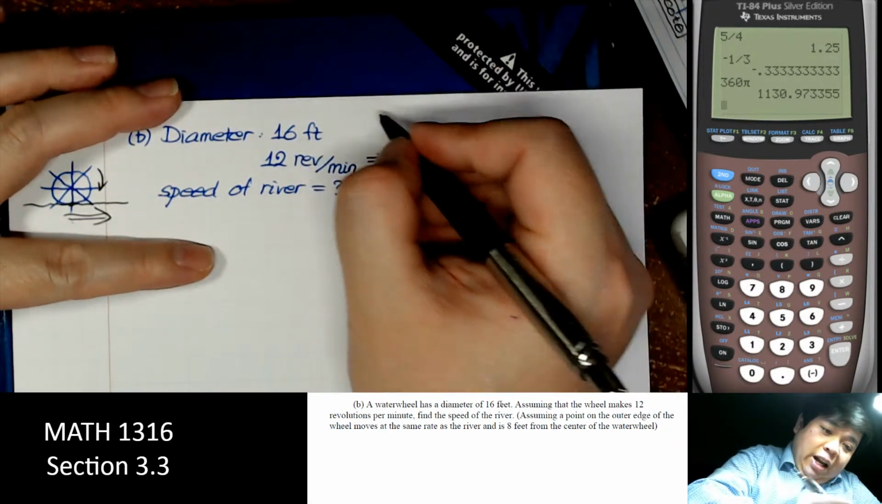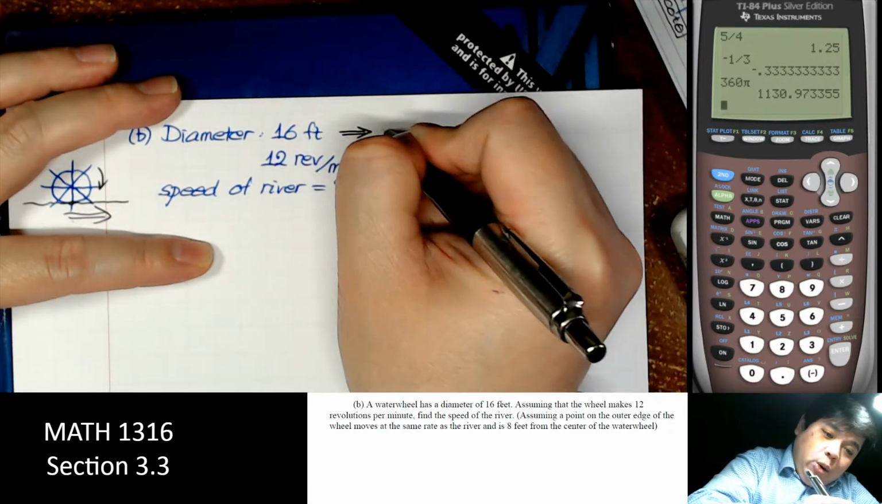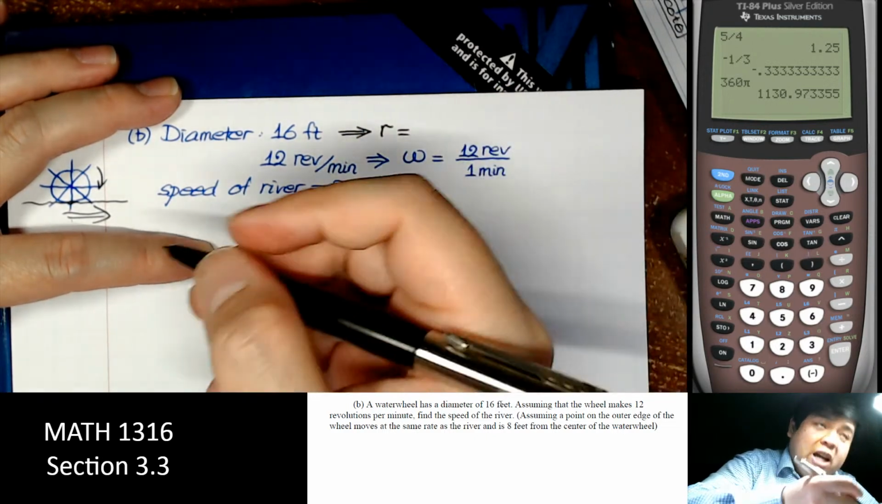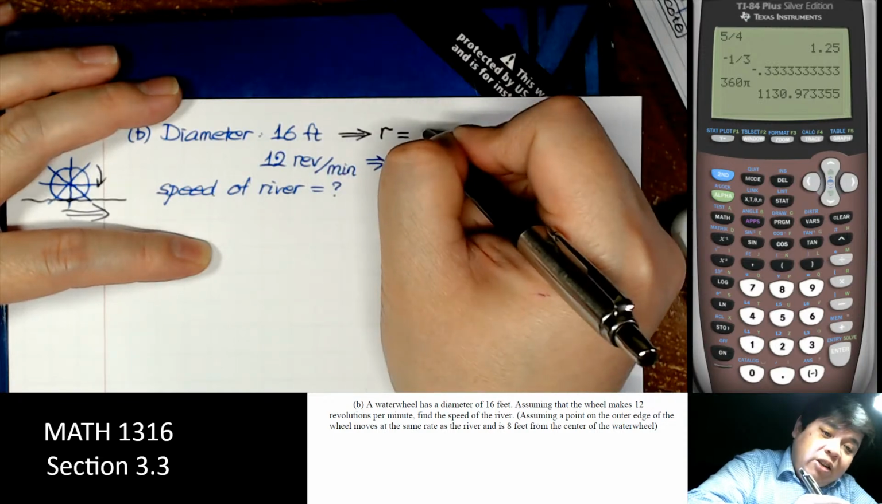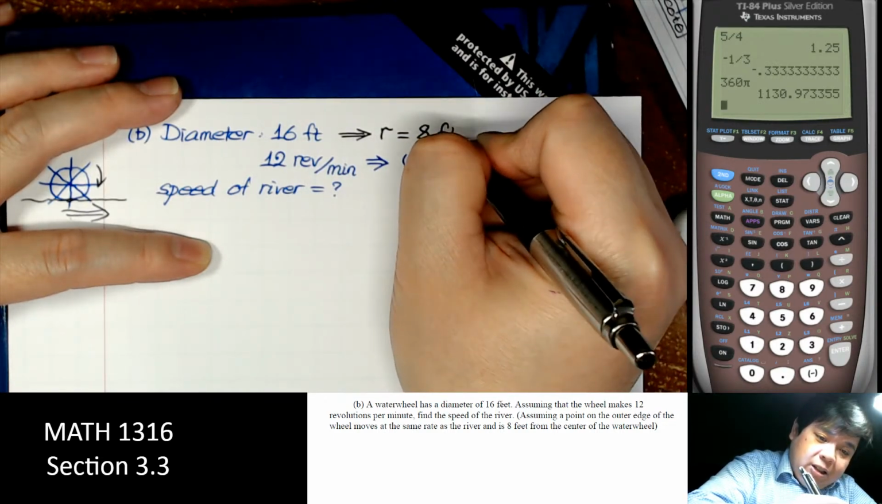So first, the diameter is 16 feet. We always need the radius instead of the diameter, which is half of that. So 16 divided by 2 is 8 feet.